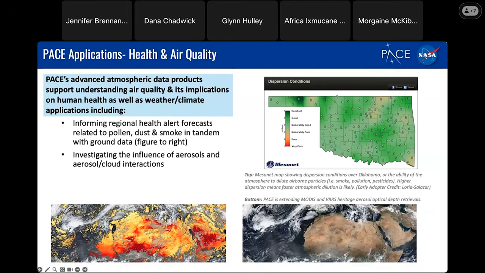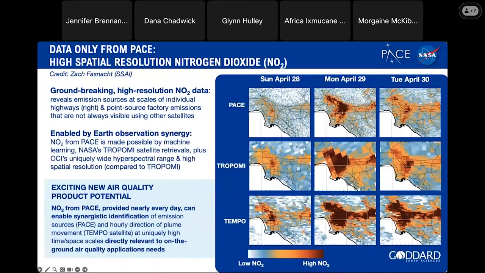We also have folks investigating the influence of aerosols on aerosol and cloud interactions. And PACE data can give proxy air quality information in locations that lack ground station infrastructure, among other applications that we're pretty excited about.